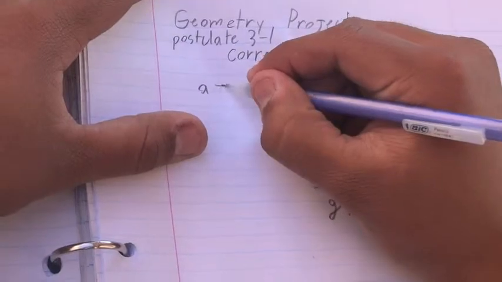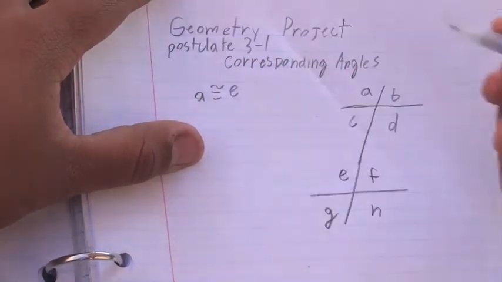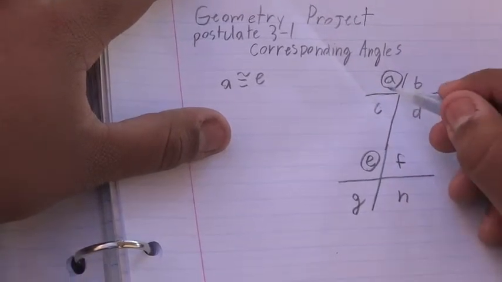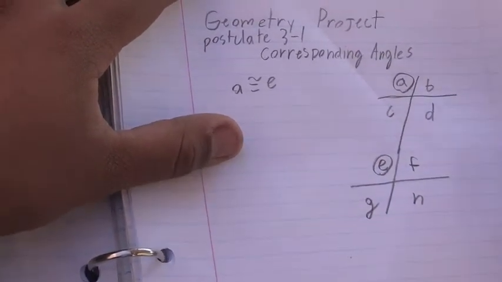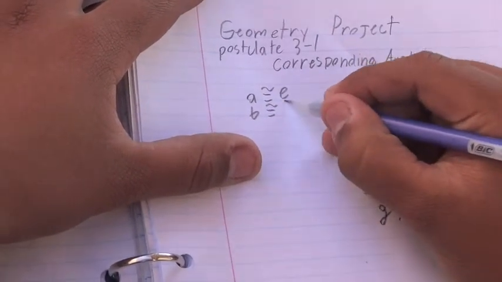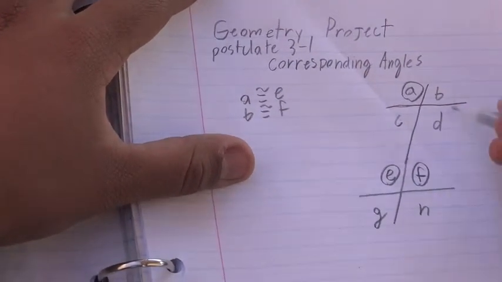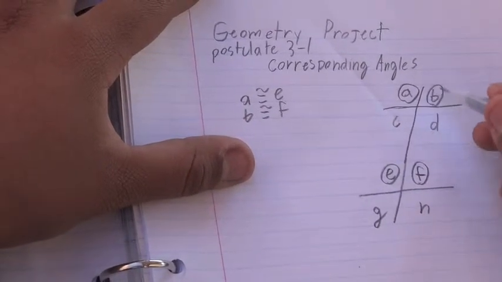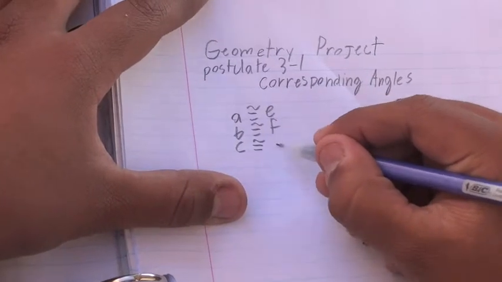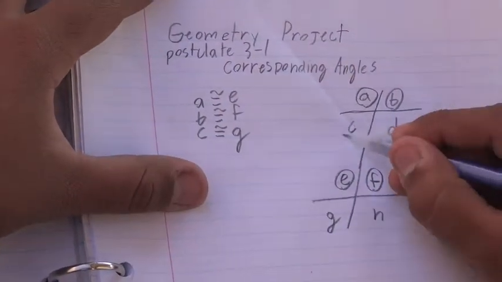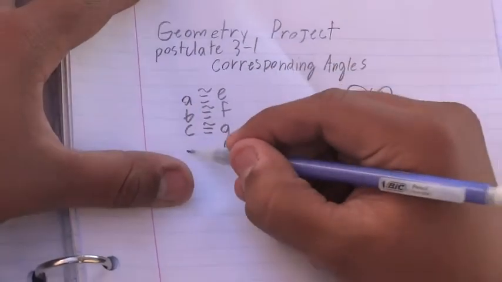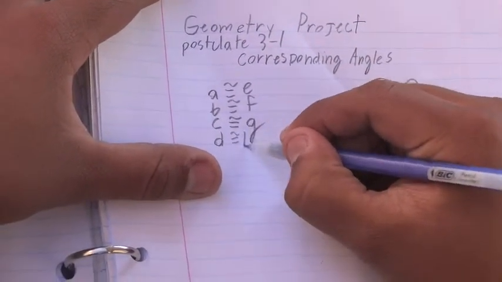A is congruent to E. They're congruent. B is congruent to F. C is congruent to G. And D is congruent to H.